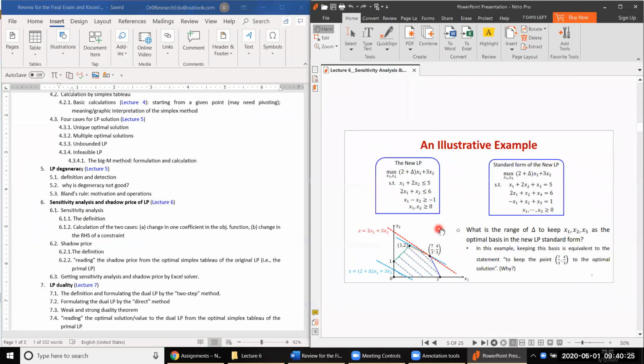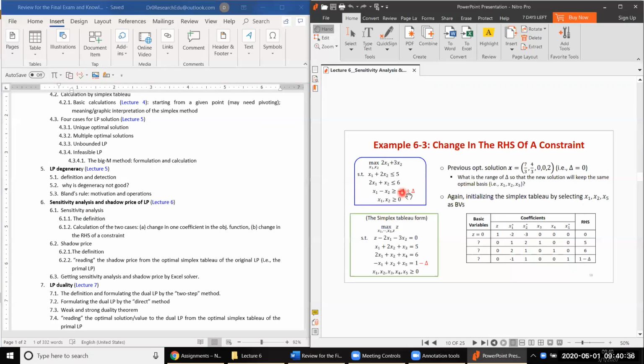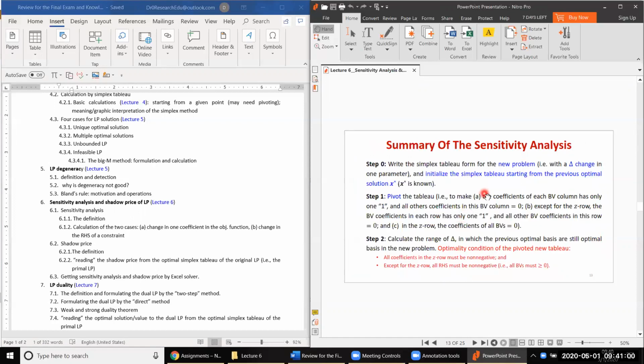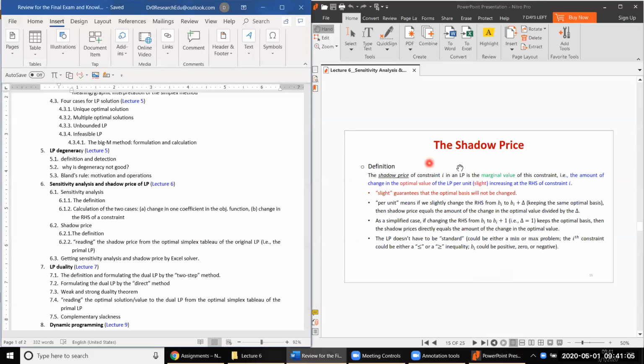For sensitivity analysis, we introduced two types of calculations. First is a change in one coefficient of the objective function. And the second case is a change in the right-hand side of a constraint. You need to know how to operate it in the simplex method. Basically, it's nothing but the optimality test. If you're not clear, please review the lecture and also the homeworks. You need to review all the homework assignments carefully because problems could be very similar to the homework assignments. And for the shadow price, first of all, what is the definition of the shadow price?